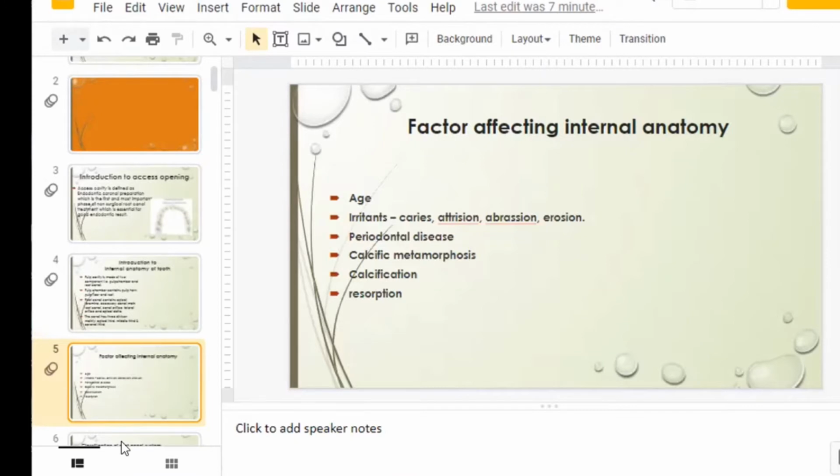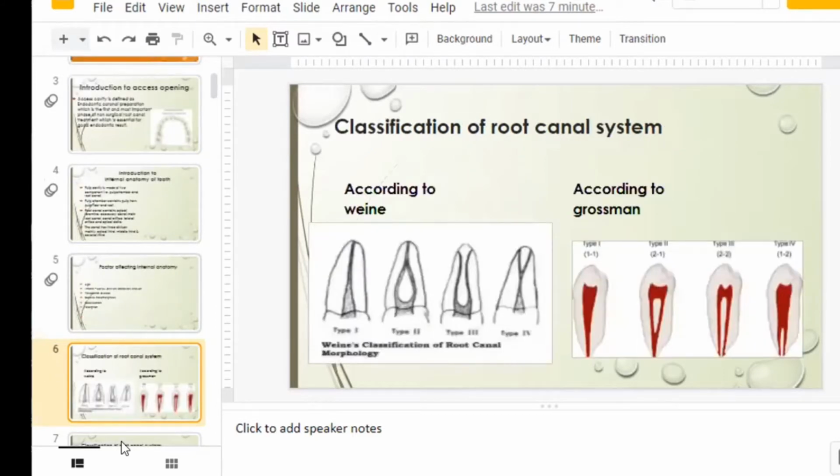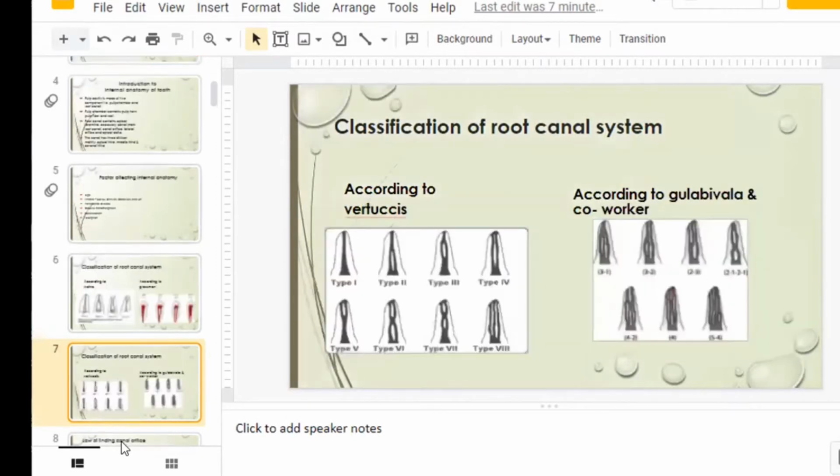The factors which are affecting here are age. This topic I've already told you. As age progresses, the pulp chamber shrinks and becomes small. Then irritants, periodontal disease, calcification, metamorphosis, that I've also told. Calcification, resorption, everything has been discussed. Then Vertucci's classification and Weine's classification. Everything in a nutshell, we have to mention it like 2-1-2.